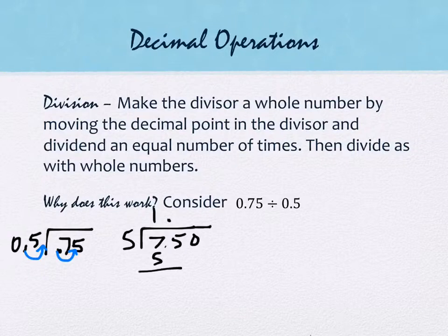5 goes into 7 one time. 7 minus 5 is 3. This is 35. So what was this one going to be? 7 times 5, that's 35.